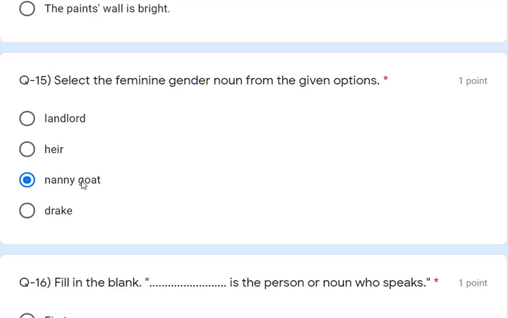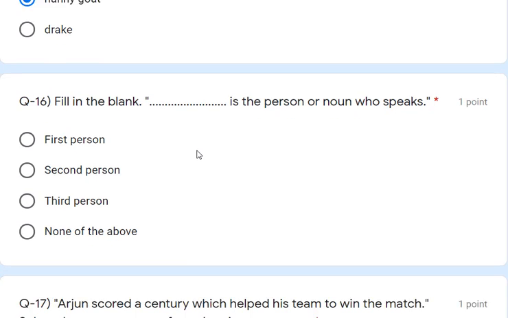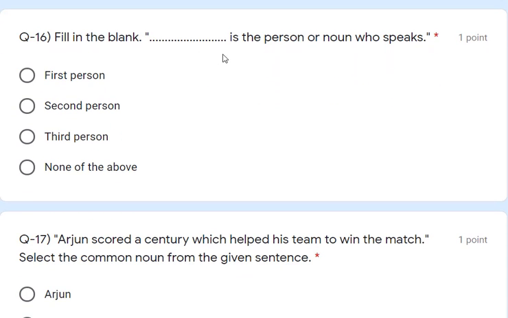Okay. So let's see question number 16. What is it? Fill in the blank. Blank space is the person or noun who speaks: first person, second person, third person. Who speaks?